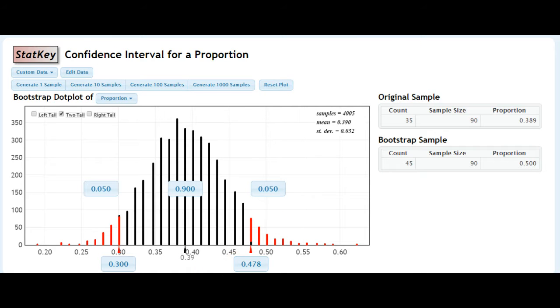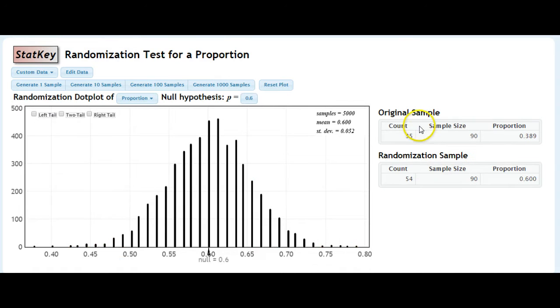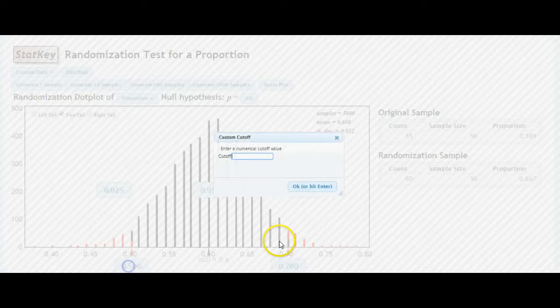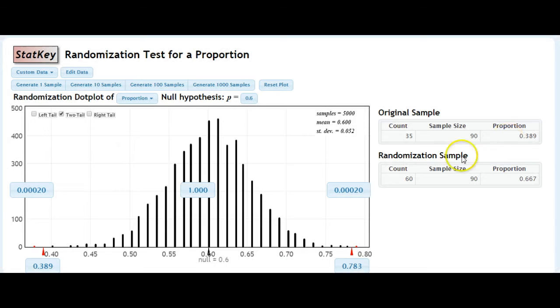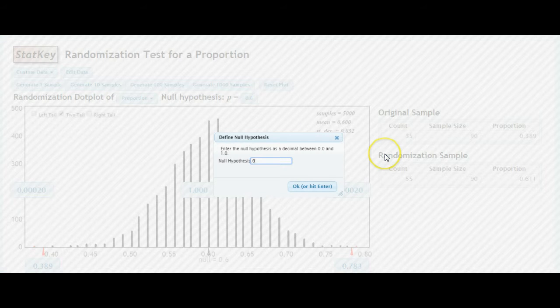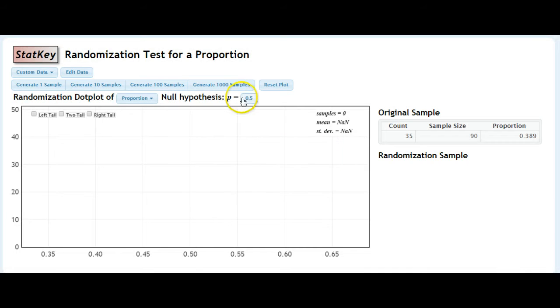Going the other direction on the randomization test, we start with what was my sample proportion. So just for comparison's sake, I'll do two-tail again, and I'll set the proportion down here to be 0.389. So I set the proportion, and then I figure out what is the probability. Now, in this case with 0.6, it's actually a very, very low probability that you are going to find your original sample data. If we had a different null hypothesis, you can see that these proportions are going to change.